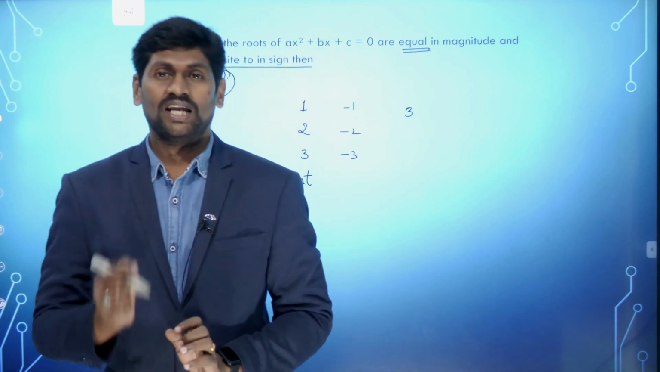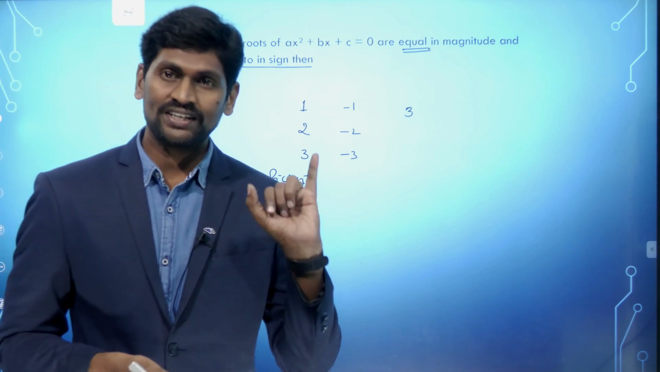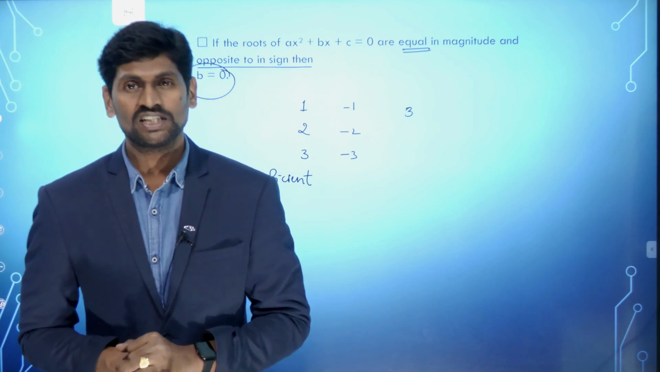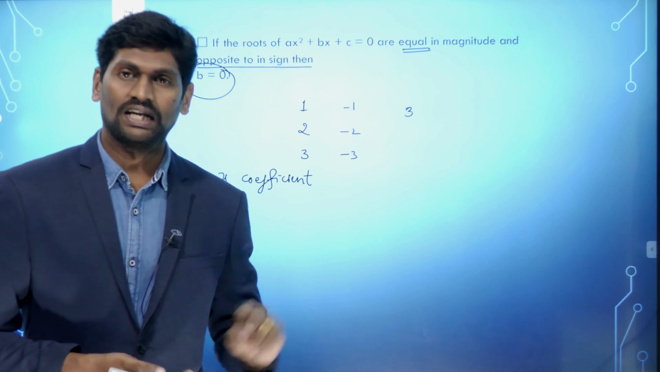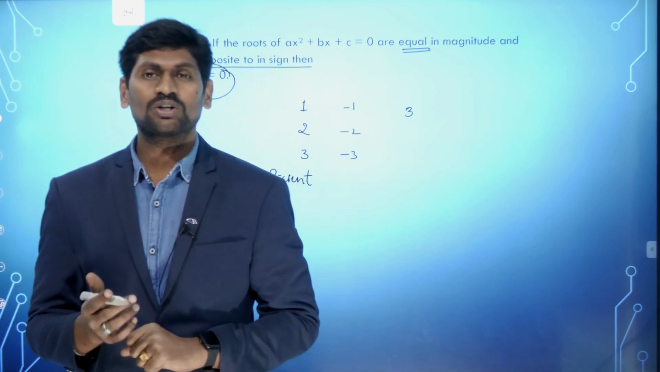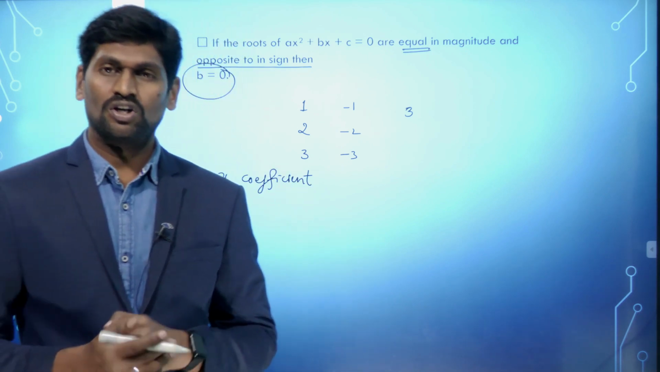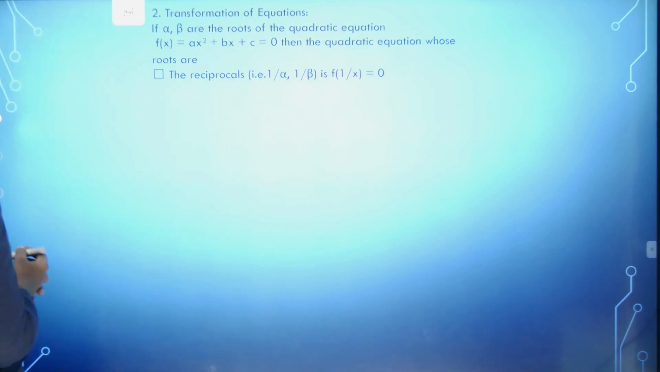What are they? A plus B plus C equals to 0, then roots are 1 and C by A. C by A is nothing but product of roots. Most important property. And second property is A minus B plus C equals to 0, then the roots are minus 1 and minus C by A. Okay? Right. Remember those two concepts mostly.